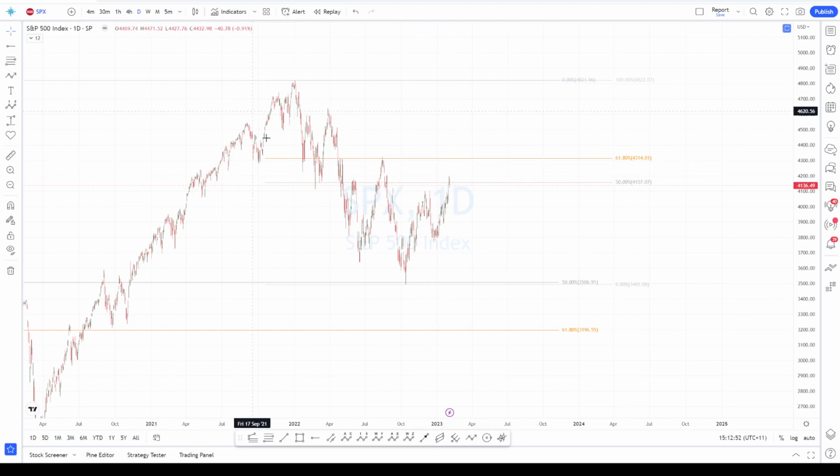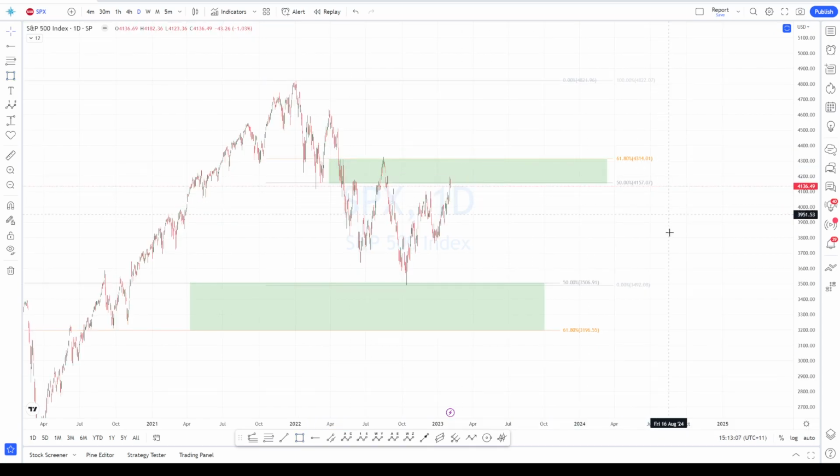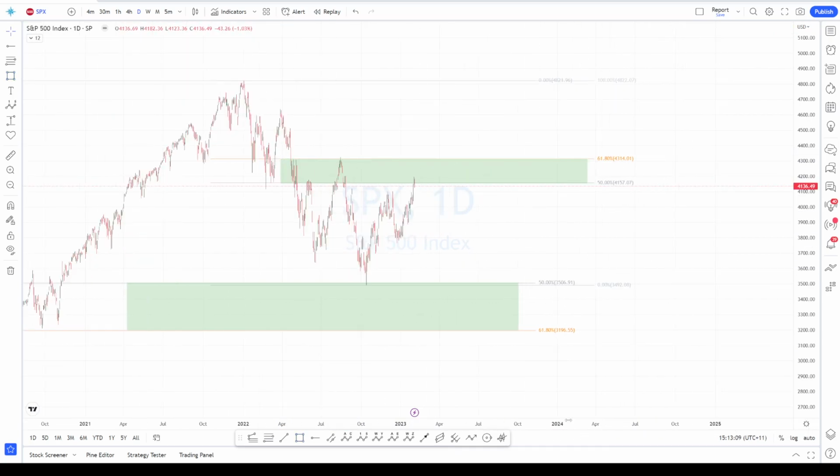Now, this is a little bit even more pronounced on the futures, but what I'm saying is that the same way that the market would like to hold this zone, the market's almost certainly going to run into some resistance through this zone.